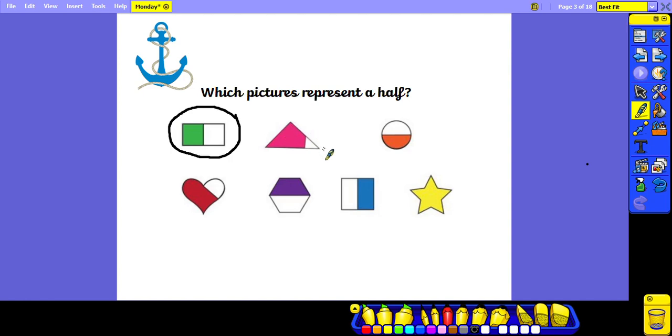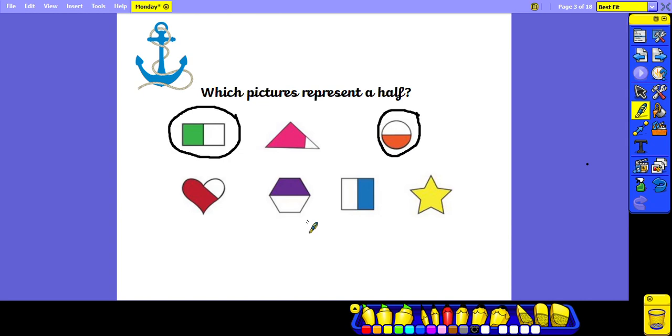Here with the triangle, we've got 2 parts, but the pink part is much bigger than the white part, so it is not representing a half. With the circle, we've got 2 parts which are the same, so that is representing a half. With the heart, we've got 2 parts, but they are not equal, so that one doesn't.